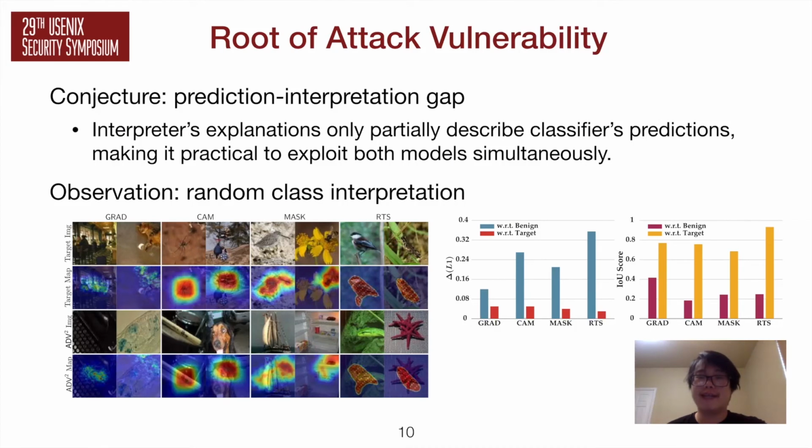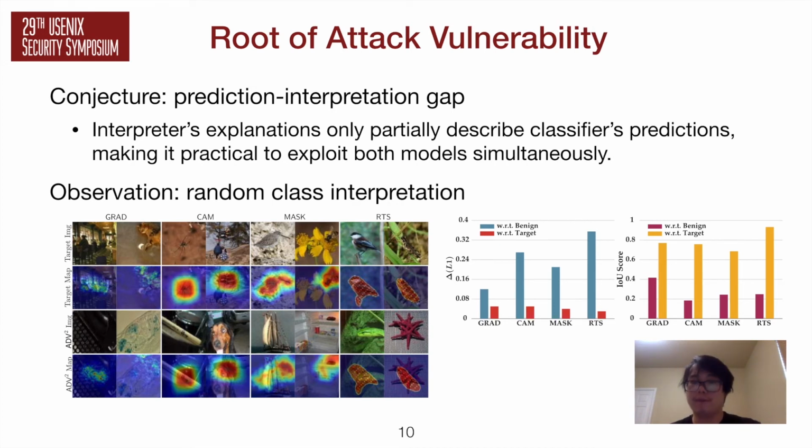Let's discuss why our ADV2 attack is possible. We hypothesize that there is a gap between the classifier's prediction and the interpreter's interpretation. We conduct a random class interpretation experiment to validate it. We show the experiment in the bottom figure.